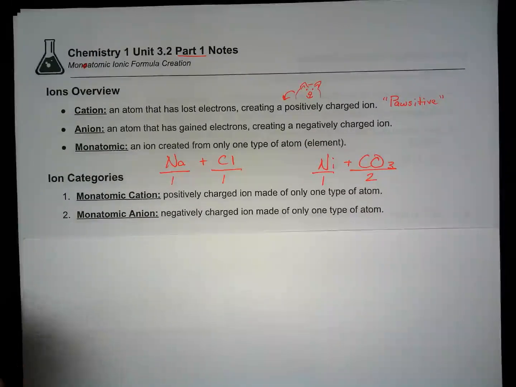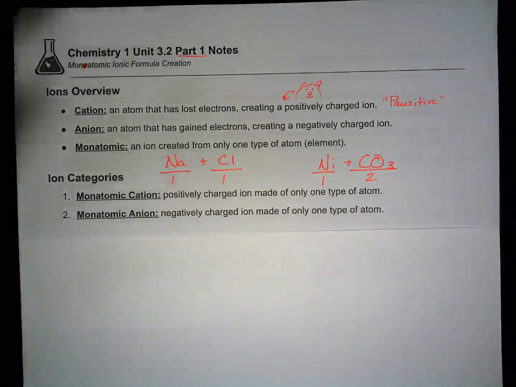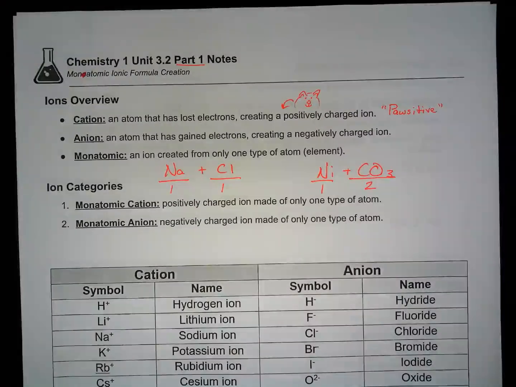So, ionic categories. We're just going to take cation and anion and combine them with monatomic. Monatomic cations are positively charged ions made of only one type of atom. Monatomic anions clearly have to be the inverse: the negatively charged ions made from still only one type of atom. Okay.